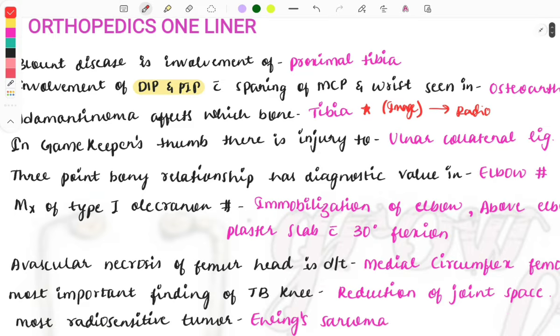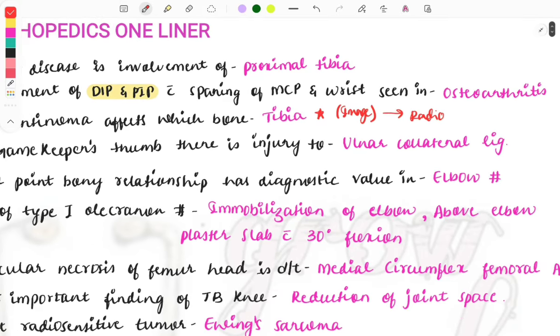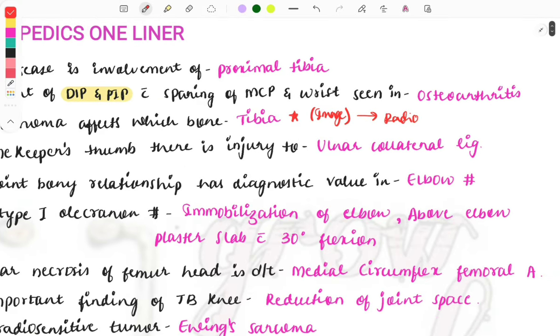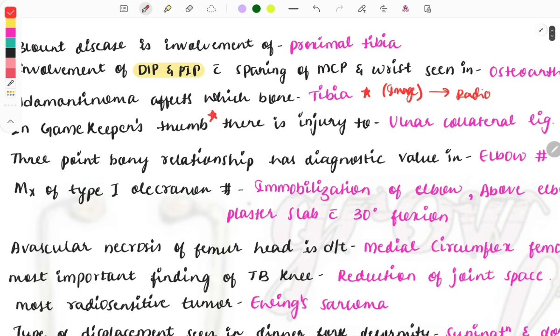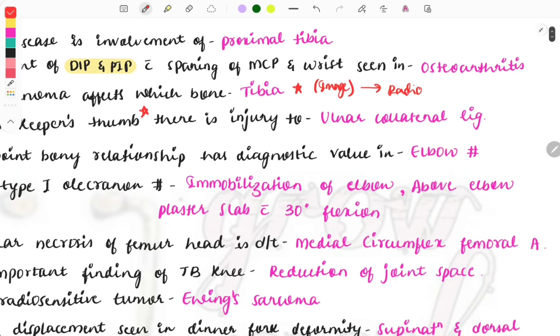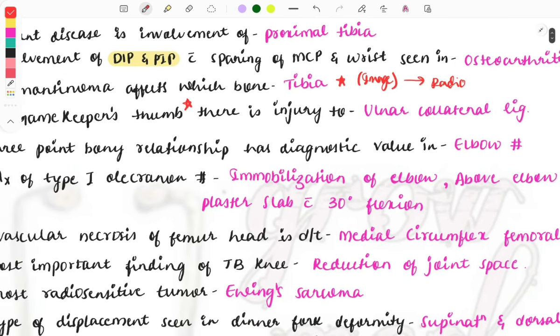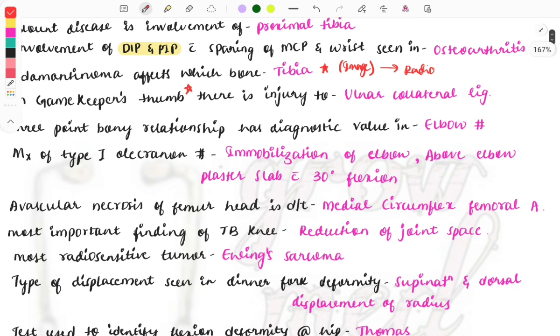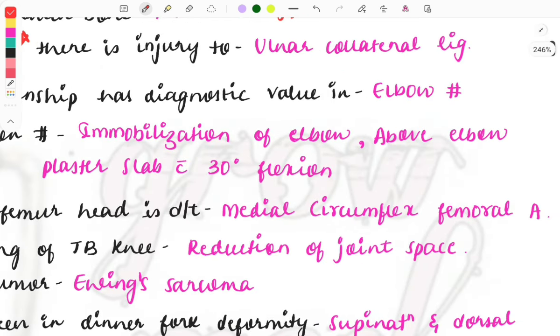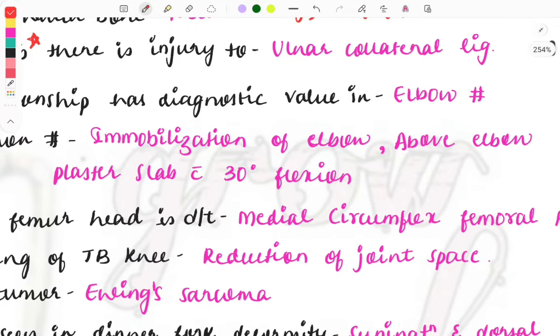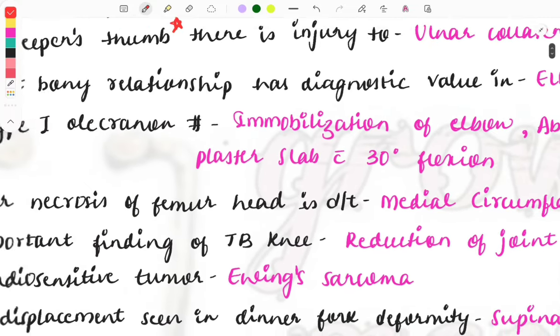Then in gamekeeper's thumb, there is injury to the ulnar collateral ligament. Simple one-liner. This is also a previous year and repeat topic. Then the three bone relationship of the elbow has diagnostic value in case of elbow fracture. Management of type 1 olecranon fracture is immobilization of the elbow, and above the elbow we need to put a plaster slab with 30-degree flexion.